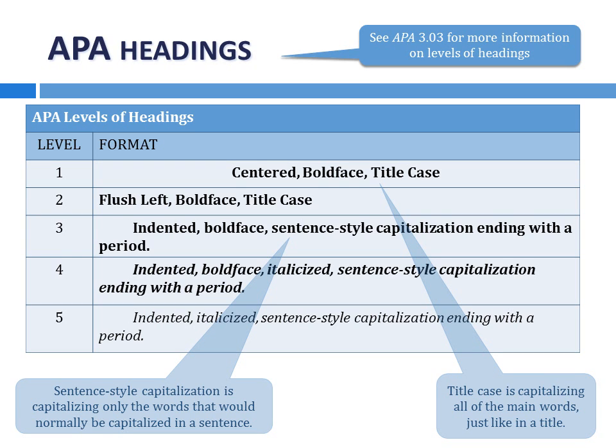APA utilizes headings when an author transitions to new sections. You do not need a new heading between every paragraph. Sections should be several paragraphs in length, if not several pages. There are 5 levels of headings in APA, which we'll discuss a bit more as we continue.